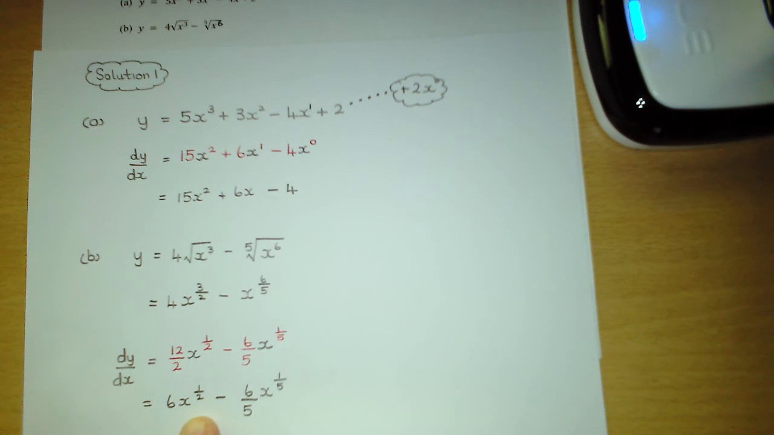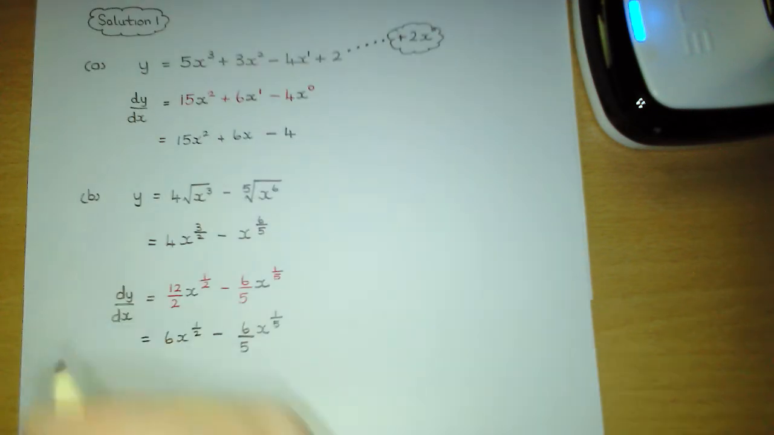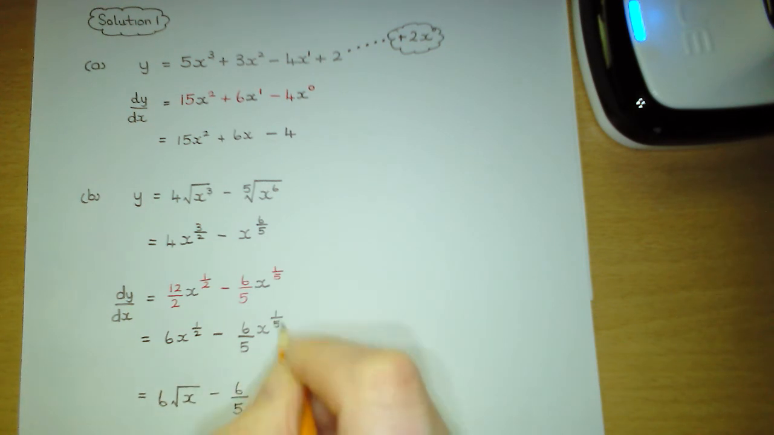What you could also do at this stage is you could then go back and put it back in root form. So alternatively, you could then put your answer in root form. So we're going to have 6, and then x to the power of a half is just the square root of x, and then minus 6 fifths, and then x to the power of 1/5 is just the fifth root of x.